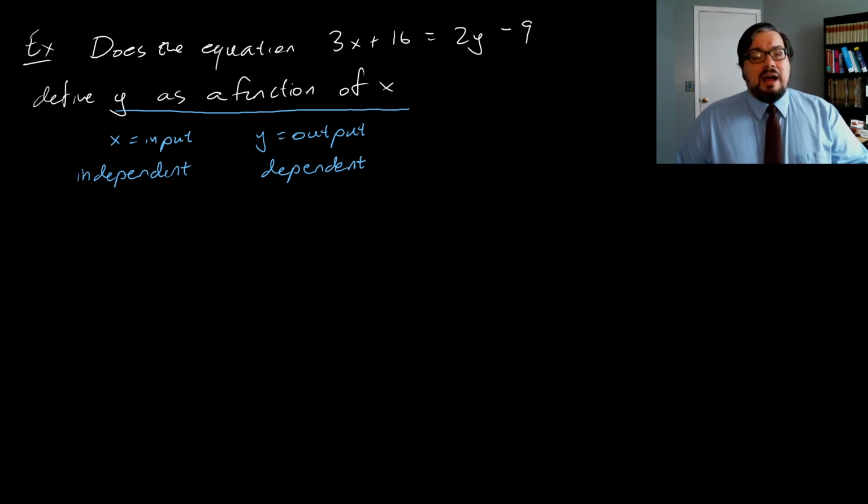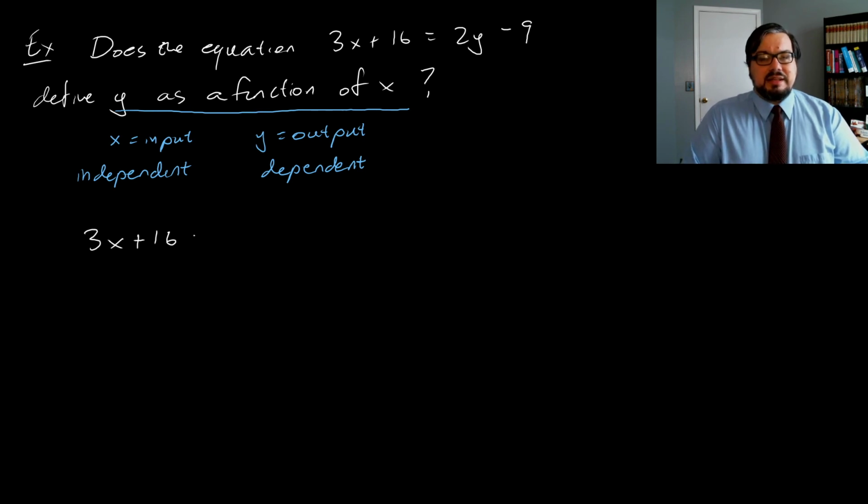So to say that we want to define y as a function of x means we want to get y to be uniquely determined by x. So for a given x, we should be able to figure out what y is. So to solve this, we will take our equation 3x plus 16 equals 2y minus 9 and try solving for y.